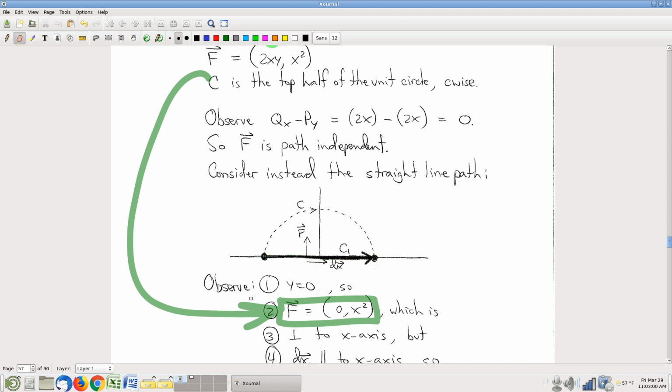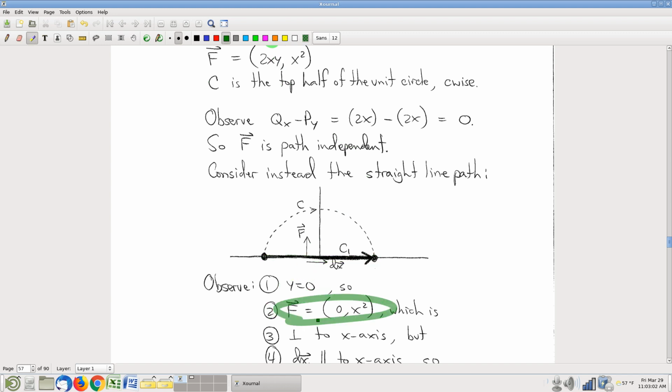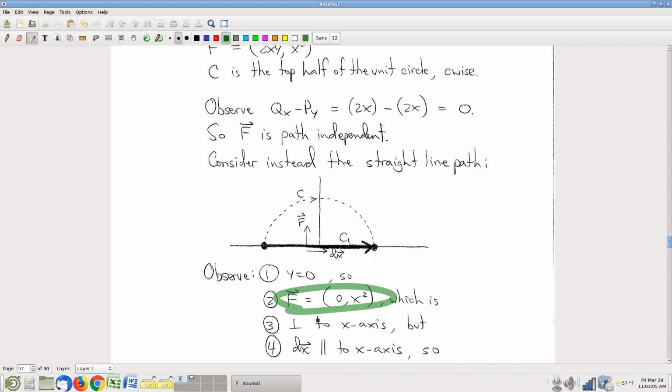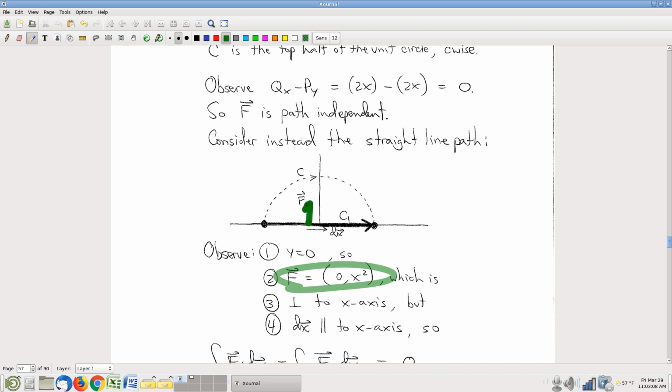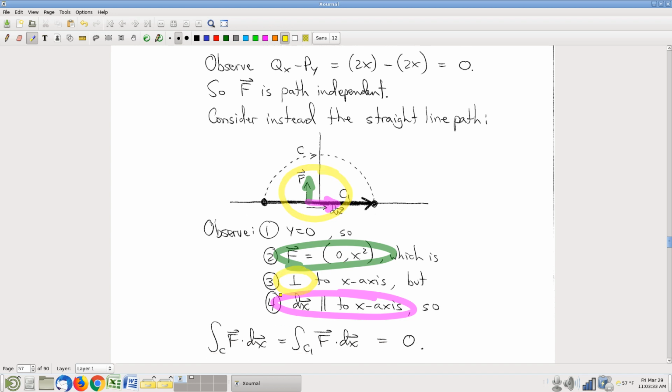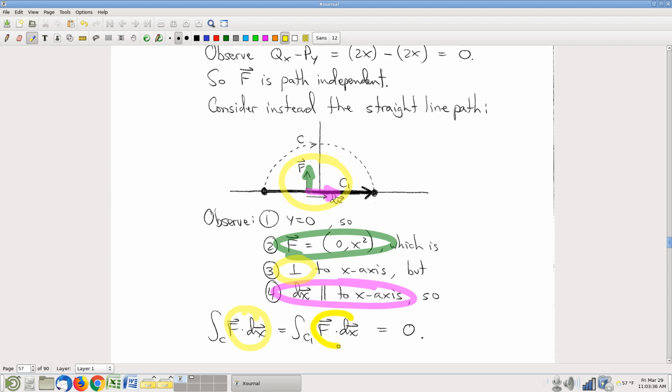Knowing that our vector field is this, let's draw a picture of what 0 comma x squared looks like. The first component is 0, and that means it points straight up, like that. My dx vector points along our curve. Notice that these are always perpendicular. Therefore, this dot product is always 0. I'm adding up a bunch of zeros. And so my answer is 0.